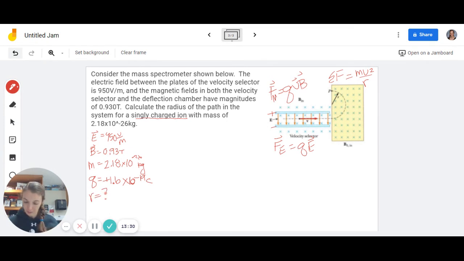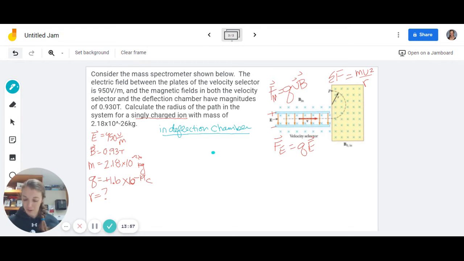So I'm going to start off by thinking about things that are happening. I'm going to change my pen color again. So we're going to think about things that are happening in the deflection chamber. I'm going to work backwards. So this is the deflection chamber right here.